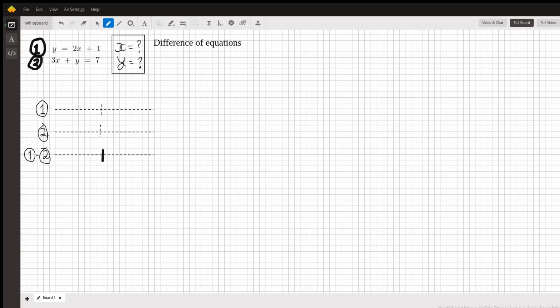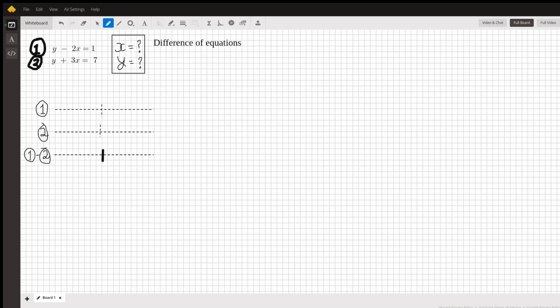I'm going to go y minus 2x is equal to 1. And I just subtracted 2x from both sides of the equation, and I have y, some modifier, x is equal to 1. Then I'm going to simply rearrange this equation to put y first. And now I have both of the equations in the same form.